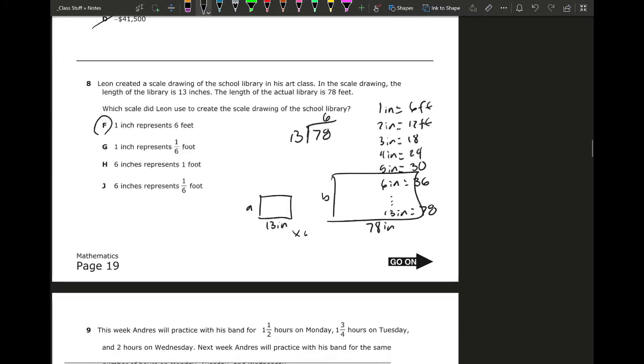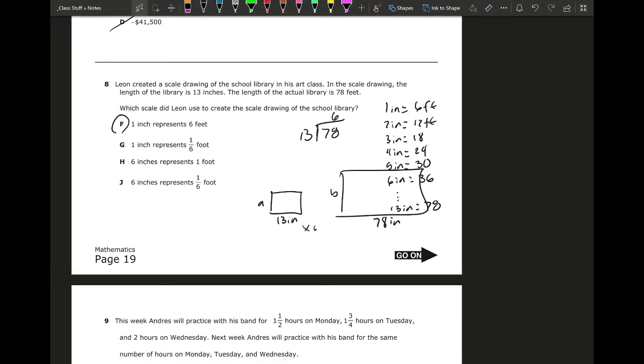All right. So again, scale factors. Again, if it gets bigger, you multiply. If it gets smaller, you divide. So if we go from big to small, I have to divide. In this case, that's what I did. 78 divided by 13. I guess that's the easiest approach for this one.